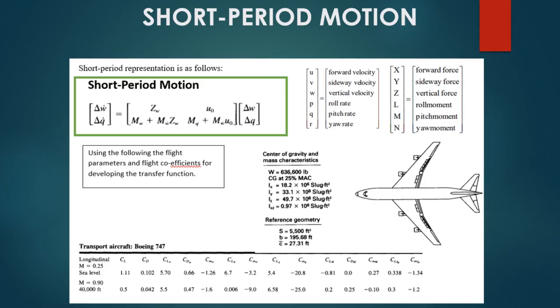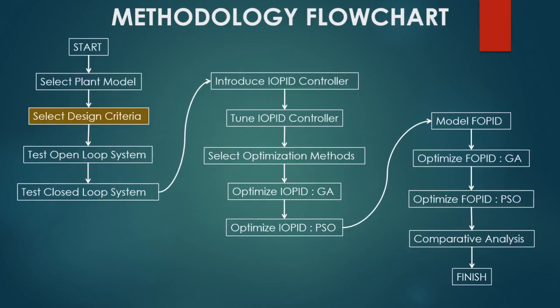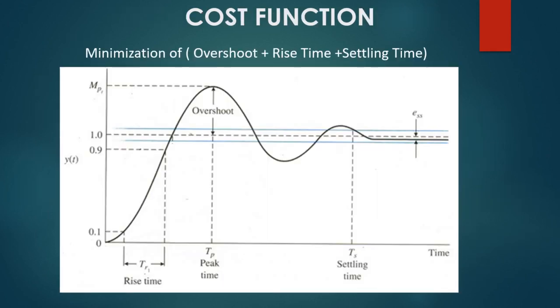The various flight parameters and flight coefficients are substituted in the short period motion equation of the aircraft. The pitch motion of the aircraft is controlled by the elevator servos, so for the entire system we need to take into account the elevator servo also. The next step is to select an optimal design criteria. For our research work, the cost function that we would be considering is the minimization of the overshoot, rise time, and the settling time.